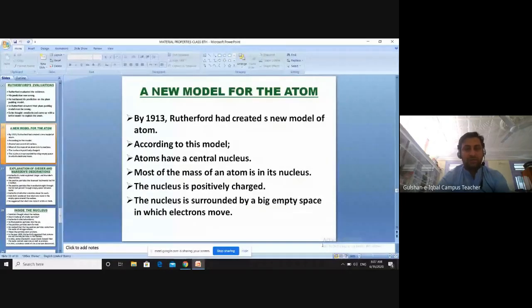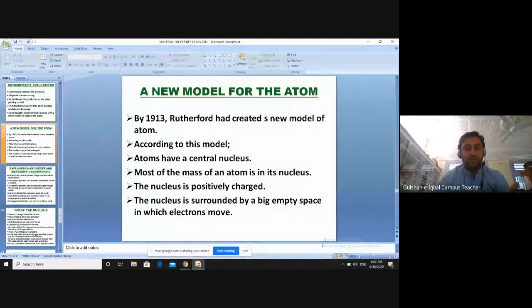According to this model, point number one is that the atom has a central nucleus. We have seen in the experiment that there was a small particle present in the center which was bouncing back the alpha particles, or the positive particles, when they struck that center. So atoms have a central nucleus according to this model.